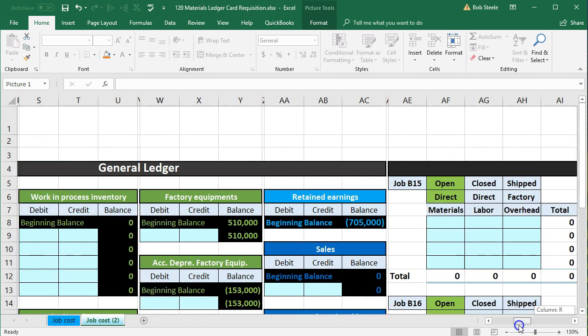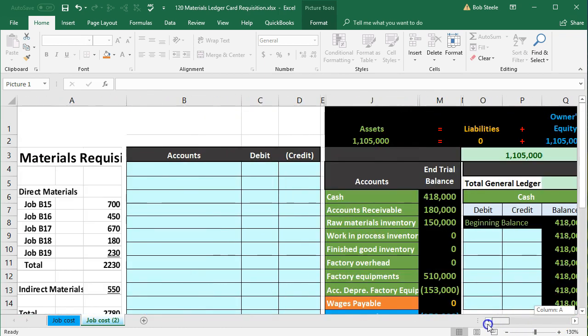And now I'm going to scroll all the way to the left. The requisition forms that we got are these requisition forms for these jobs: Job B15, B16, B17, B18, and B19. We're going to start these jobs, and we asked for materials for them with requisition forms.